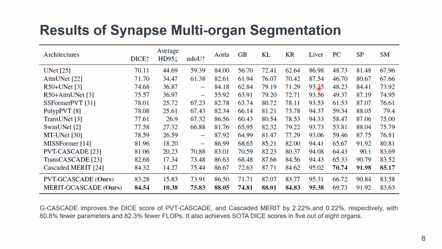Here are the results of Synapse multi-organ segmentation. From this table, we can see that our PVT G-CASCADE improves PVT CASCADE by 2.22%, and it also improved CASCADE by 0.22% with 80.8% fewer parameters and 82.3% fewer FLOPs. Our G-CASCADE also achieves SOTA DICE scores in 5 out of 8 organs.